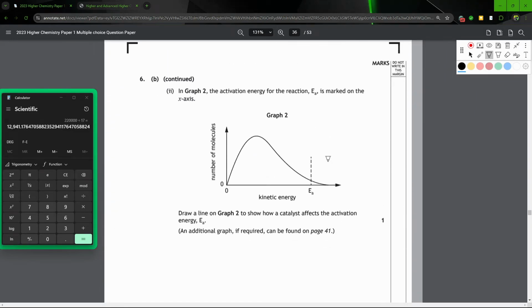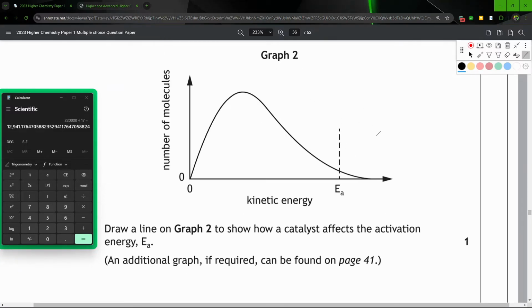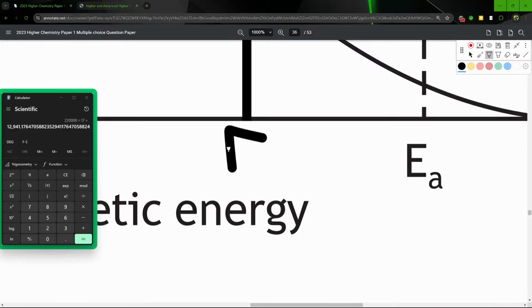In graph 2, the activation energy for the reaction, EA, is marked on the x-axis. Draw a line on graph 2 to show how a catalyst affects the activation energy. Okay, and this is going to be a nice and simple one. I'll put my line tool. A catalyst will provide a lower activation energy alternative reaction pathway. So it's like we're removing this line down here and putting it there. I'm going to label it EA C.